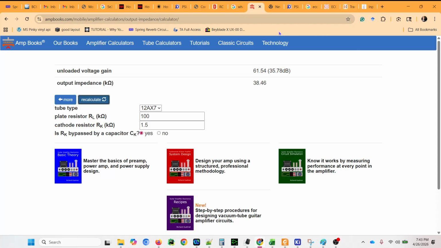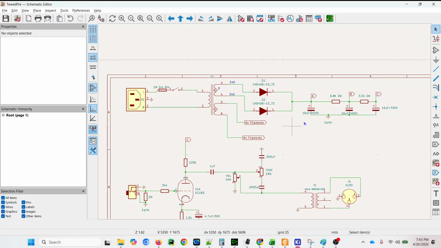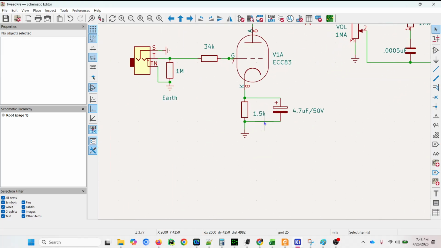So if we take a look at a 5E3 schematic, the output of the 5E3 schematic is coming from this tube stage, and we're just going to take a look at this point right here. What kind of output impedance does this represent? We have a plate resistor that's 220K. We also have a cathode resistor that's 1.5K, and we have a cathode bypass capacitor that is pretty much fully bypassing this cathode resistor.